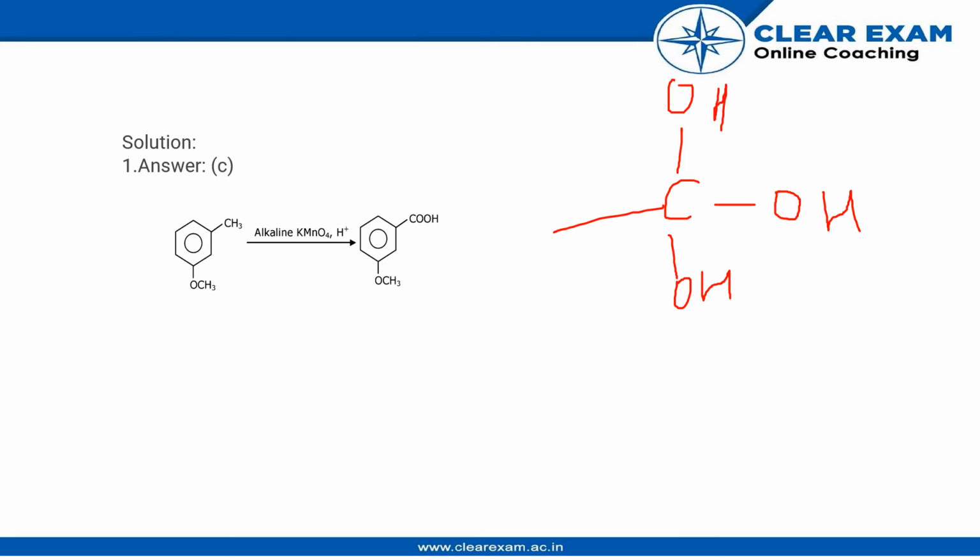Here is the benzene ring, and whenever we have two OH on a single carbon atom, they take out water from the entire compound and form a double bond structure over here, forming a carboxylic acid in this case.